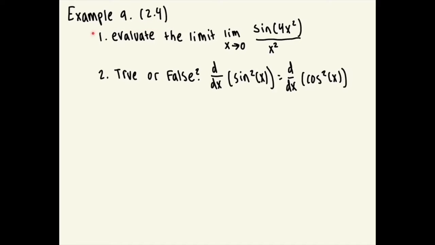My first problem says to evaluate the limit as x goes to 0 of sine of 4x squared over x squared. My second problem is a true or false. Is the derivative of sine squared of x equal to the derivative of cosine squared of x?